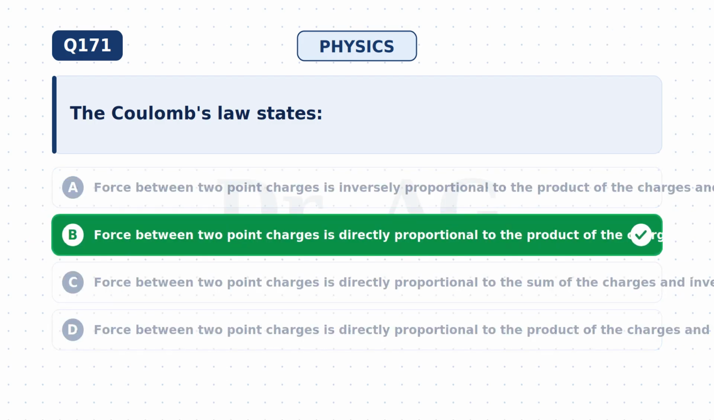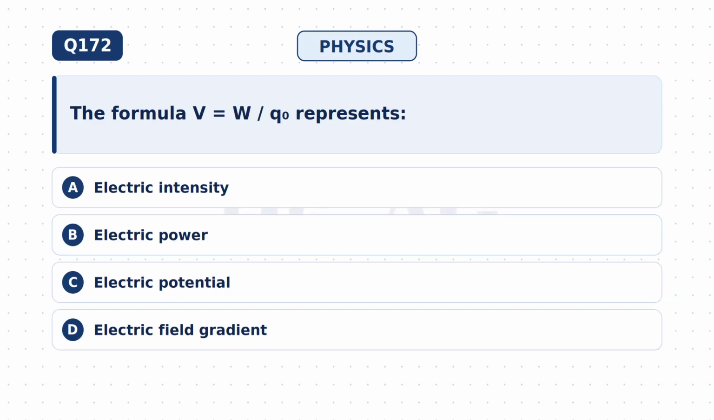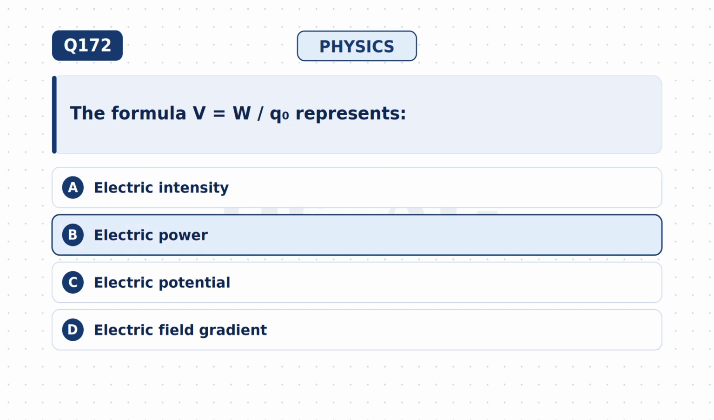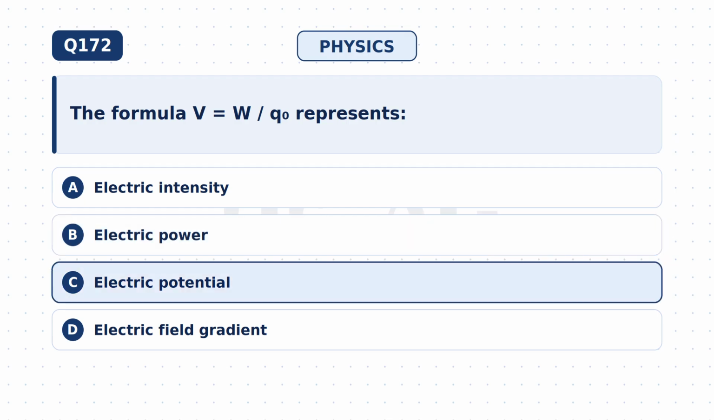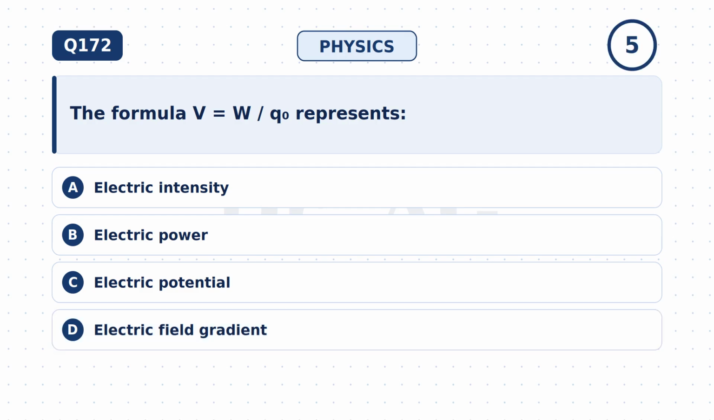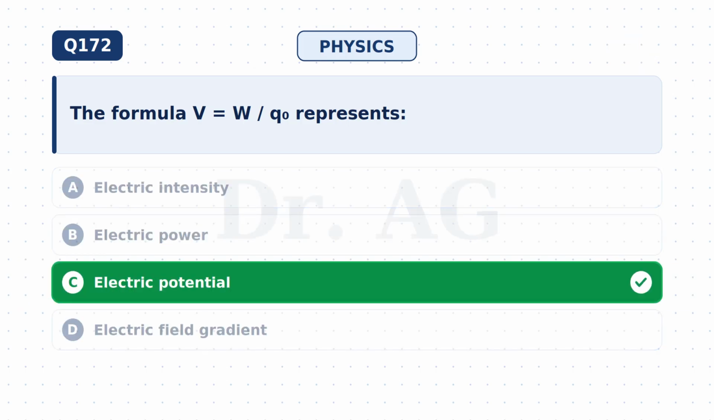The correct answer is B. Force between two-point charges is directly proportional to the product of the charges and inversely proportional to the square of the distance between them. Question 172. The formula V equals W over Q0 represents. Option A, electric intensity. Option B, electric power. Option C, electric potential. Option D, electric field gradient. The correct answer is C, electric potential.